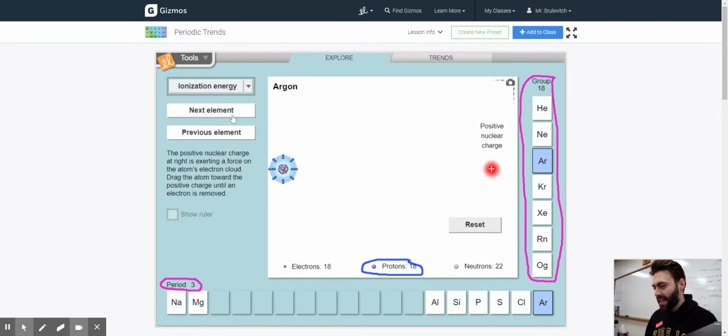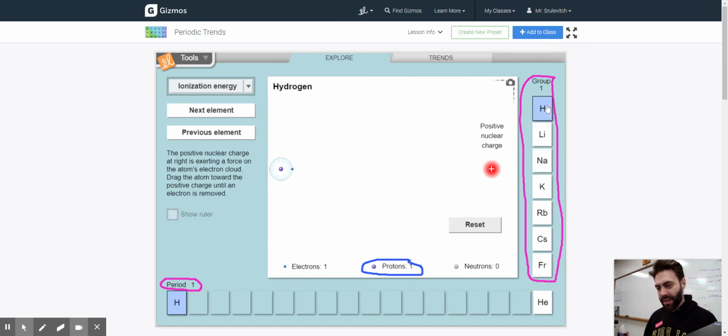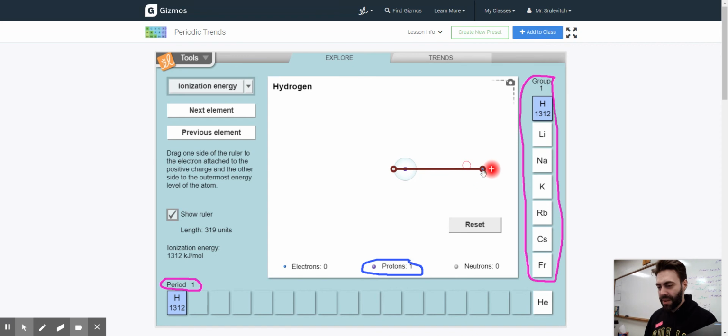What about ionization energy? So let's get back to group one. So click on sodium. All right, sodium is in group one. Click on hydrogen, and then you're just gonna move this. First, you're gonna move this atom. It's gonna stop once the electron gets pulled off. Click on show ruler, connect one end to the electron next to this positive charge, connect the other end to where this electron was, not on the nucleus. You're going to connect it to where it was, okay?